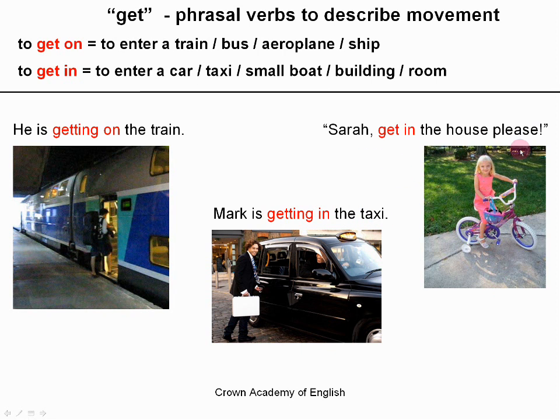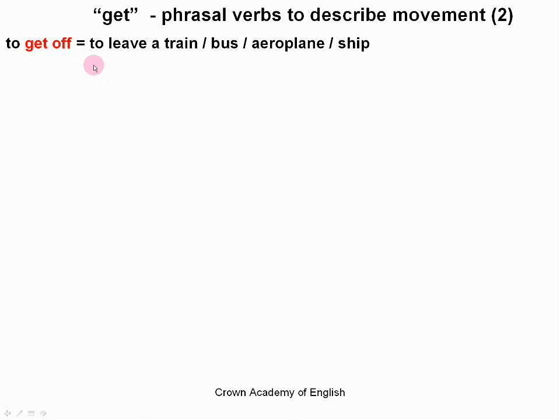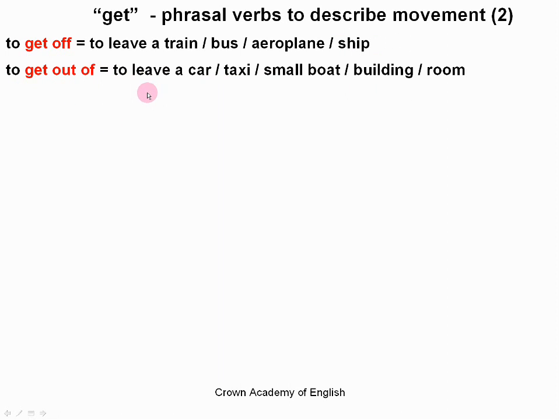Sarah, get in the house, please. Okay, so get in the house. House is a building. So we say get in. More phrasal verbs. This is now the opposite. So to get off means to leave a train, bus, aeroplane, or ship. And to get out of, this means to leave a car, or taxi, or small boat, or a building, or a room.